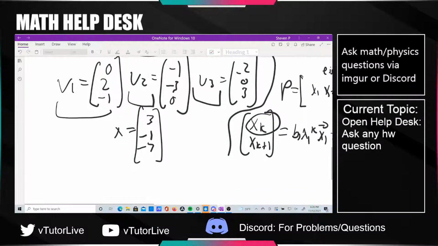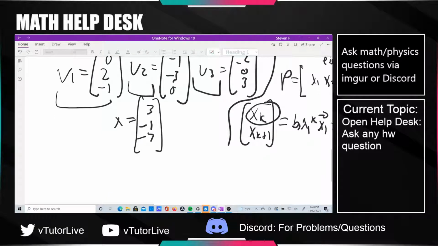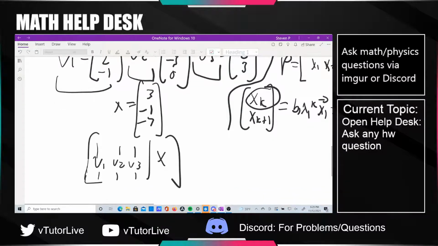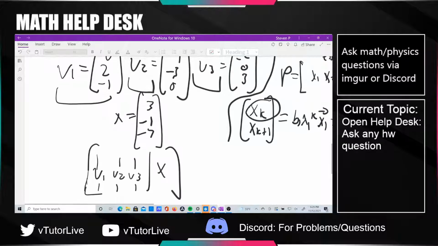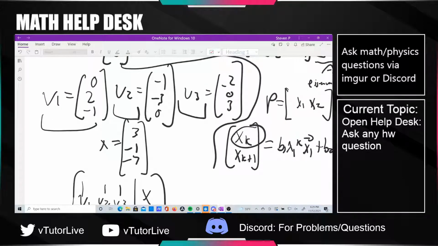That should just be using an augmented matrix and reduced row echelon form, right? That's basically like saying v1, v2, v3, and x. Just use reduced row echelon form to figure out what coefficients you need. I mean, honestly, you could just do it by inspecting x, v1, v2, and v3. It shouldn't be too hard.